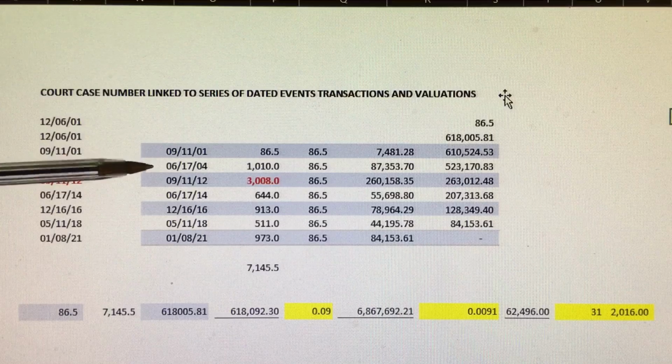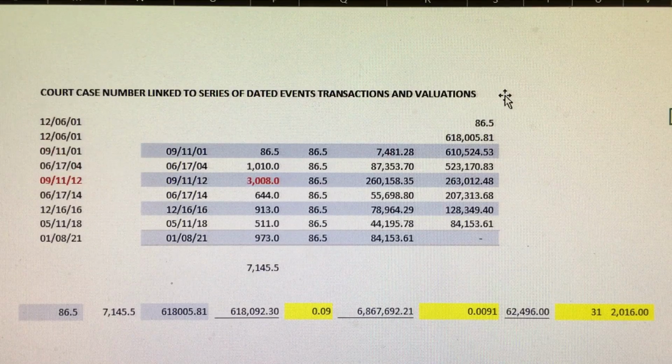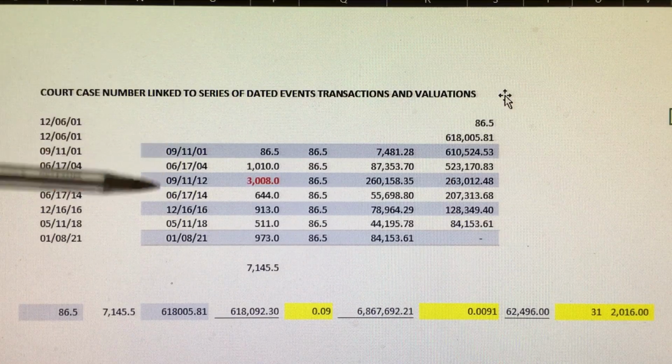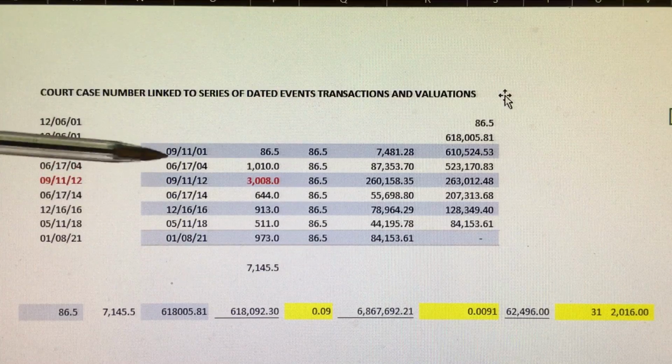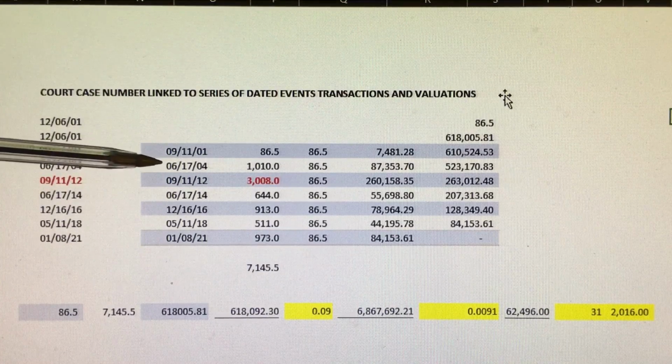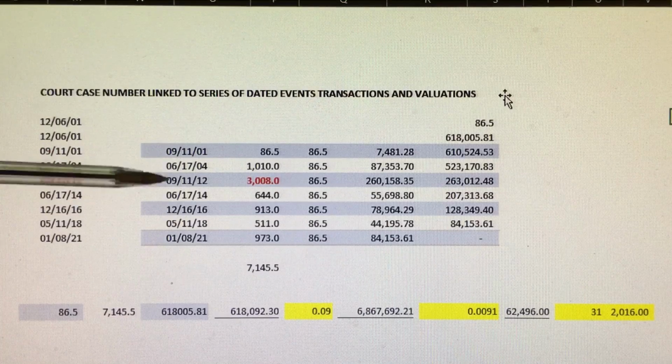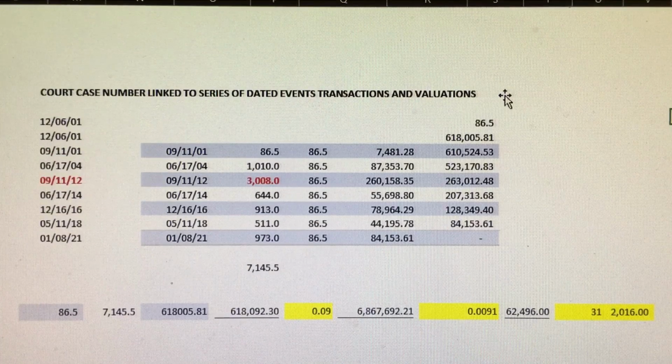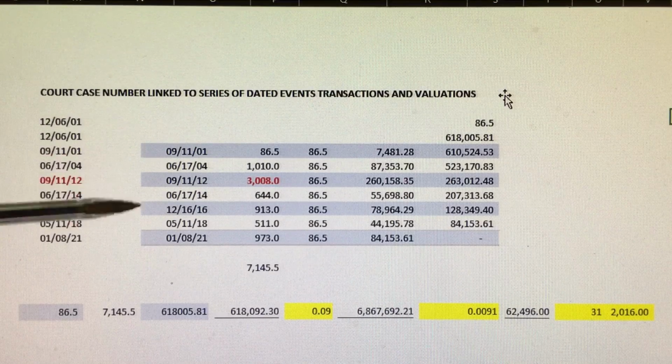6/17/04 is an anchor date that our computer picked up as an algorithm. And 9/11 obviously is an anniversary of 9/11/01. And then 6/17/14 would be an anniversary of 6/17/04. But more importantly, 9/11/12 is an assignment. 6/17 is an official acceleration by J.P. Morgan Chase in a transaction that I have open before me. The remaining dates are 12/16/16, which is the foreclosure date of filing.